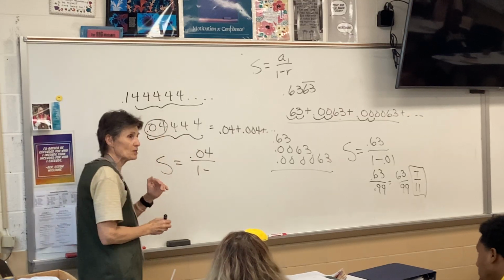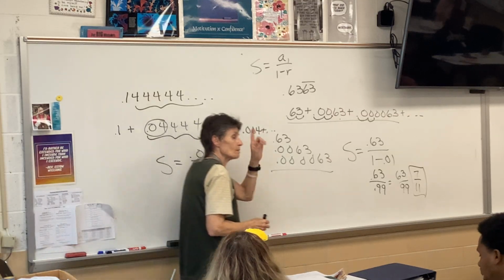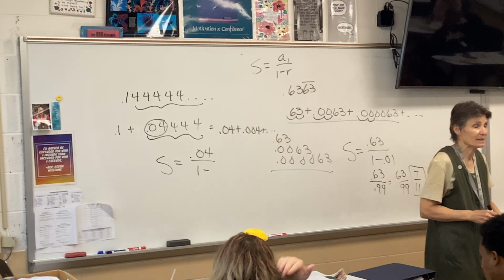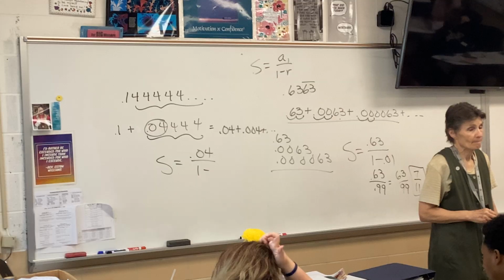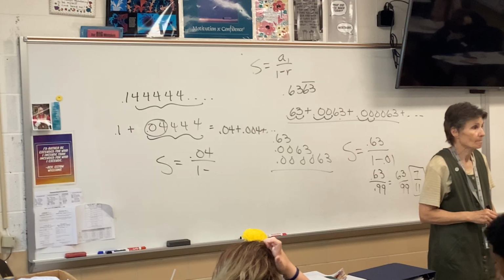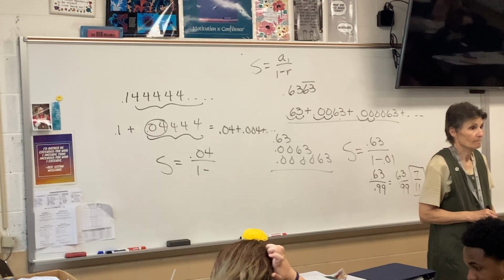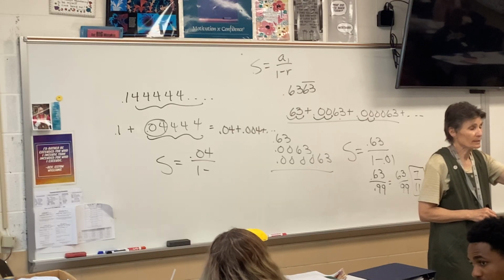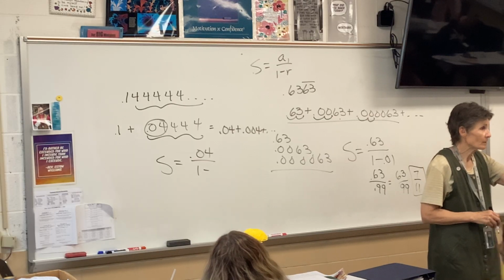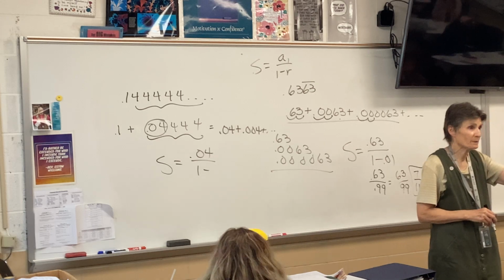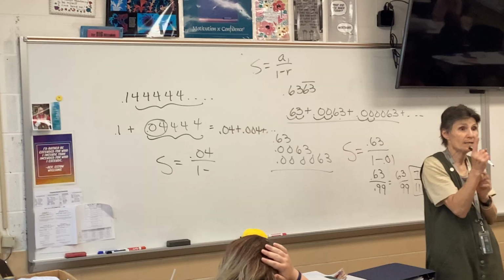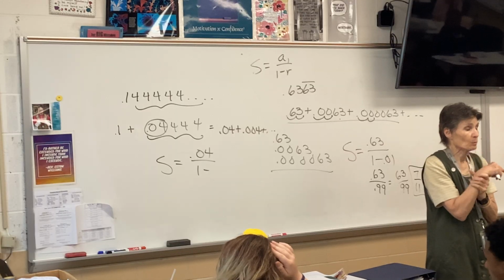What is the ratio? Don't make this hard. How many decimal places repeat? There's 4, 4, 4, 4, 4. There's 1 repeating decimal place. And when the repeating decimal place is 1 number, then what's your ratio?